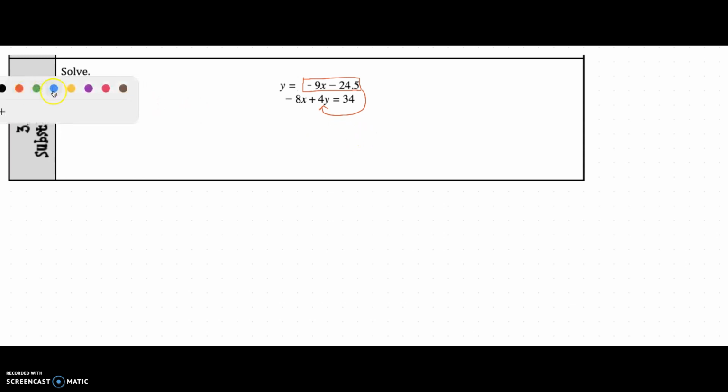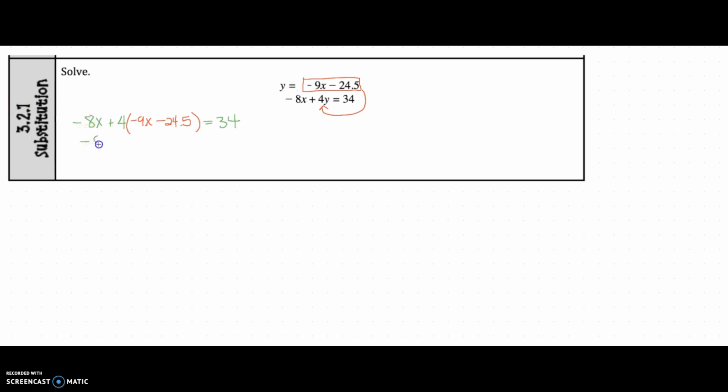So as we start solving, we are going to get negative 8x plus 4. And then this is where I want to plug in my equation because there's a y here. So I'm going to do parentheses, negative 9x minus 24.5, and then equals 34. So once I have that all substituted, I am just simply solving.